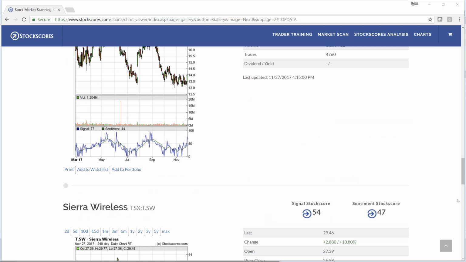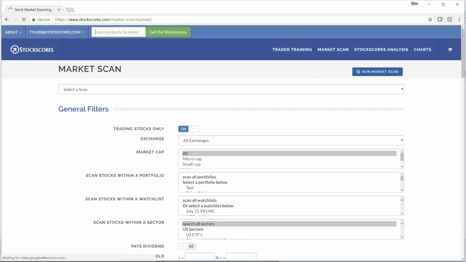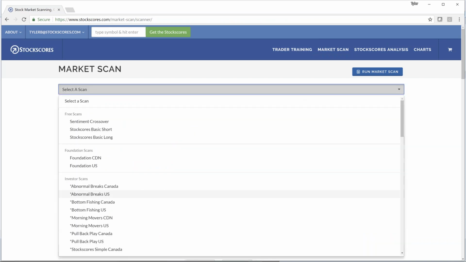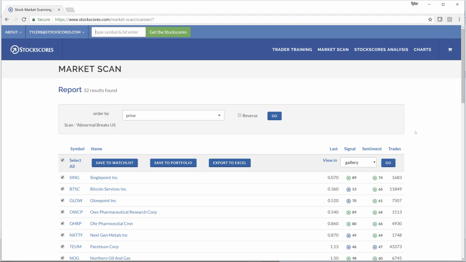Guys have no questions. All right, let's keep rolling along. So let's do that same strategy, but on the US market. So it's the abnormal breaks. Go to market scan. Abnormal breaks. US. Run the scan.